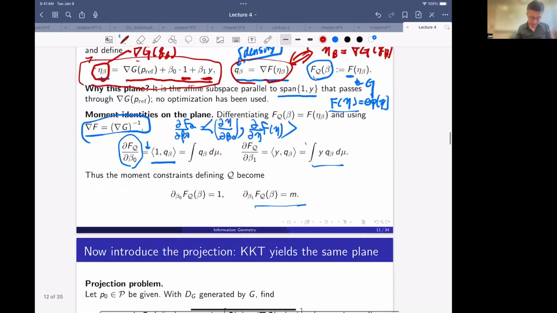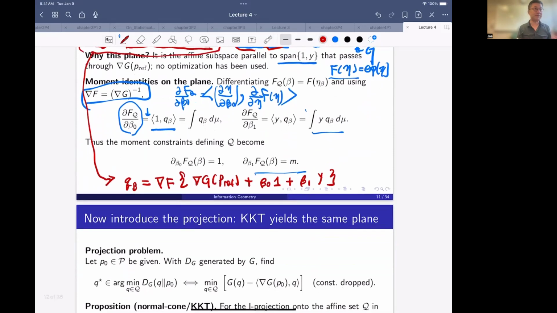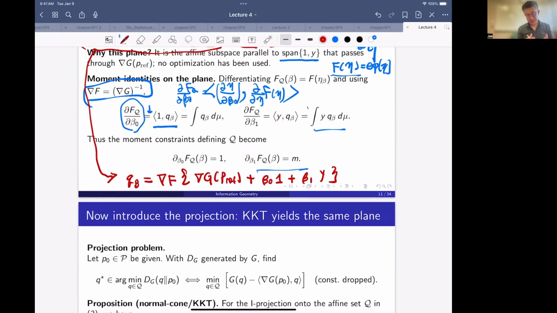Later we'll see that this will actually give the particular form of the distribution function. So your q beta will be nabla F of nabla G of p reference plus beta 0 1 plus beta 1 y. So what does that mean? Remember, nabla F corresponds to, no, not log, the exponential function, right? Because it's just the inverse of G, the inverse of log, which is exponential.